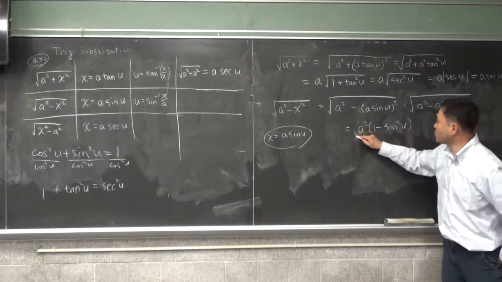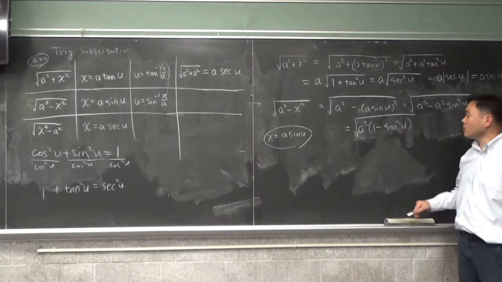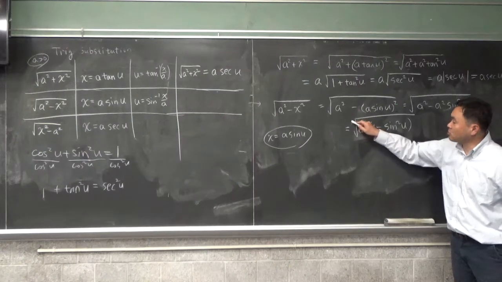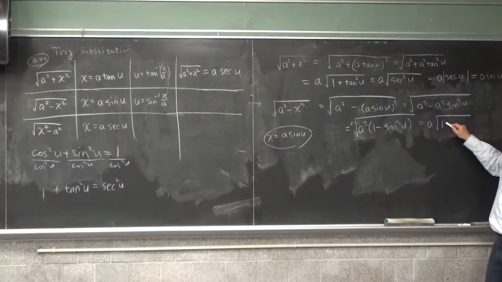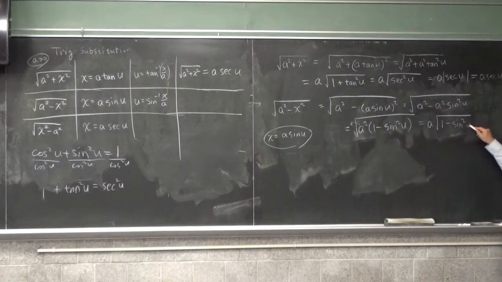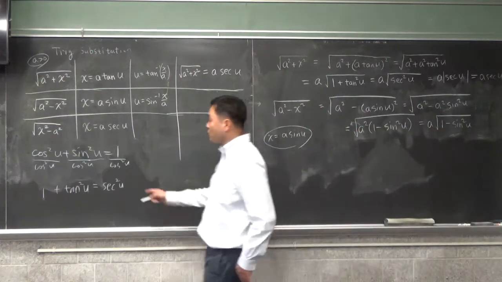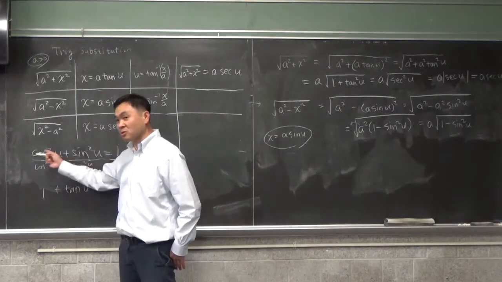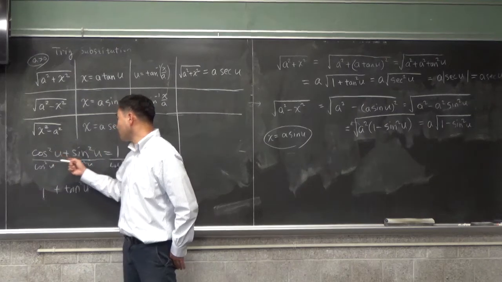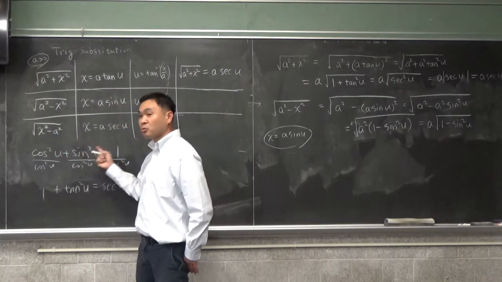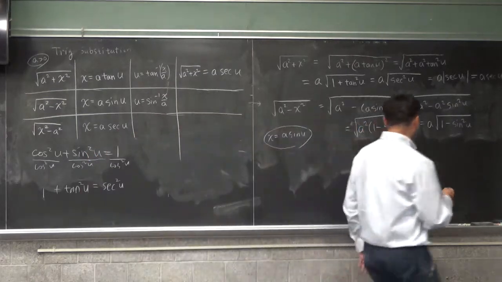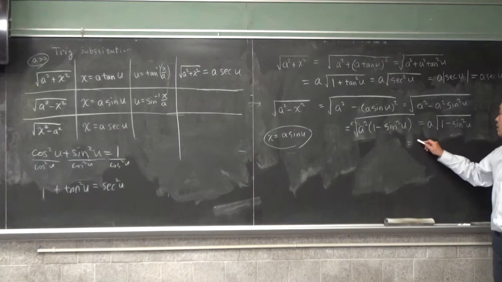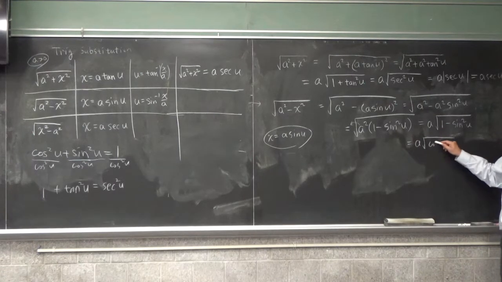You still have a square root. And this a squared can come outside the square root as a. But what is 1 minus sine squared of u? Cosine squared, because you have this identity. I told you that this is important, right? Cosine squared of u is 1 minus sine squared if you move the sine squared to the other side. Okay? So you're going to end up getting a times square root of cosine squared of u.